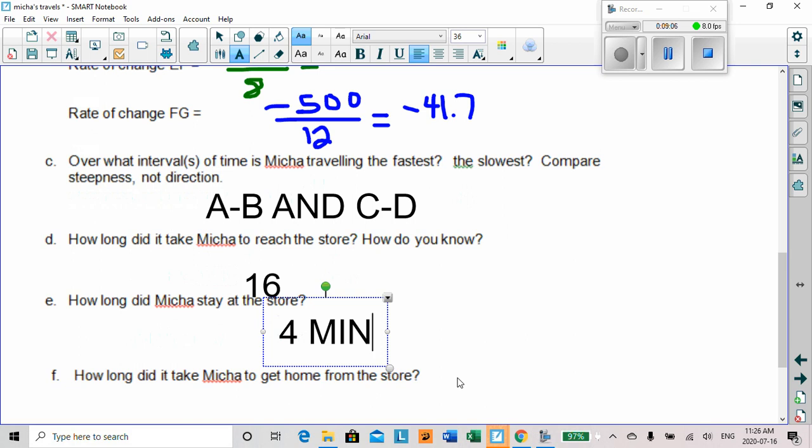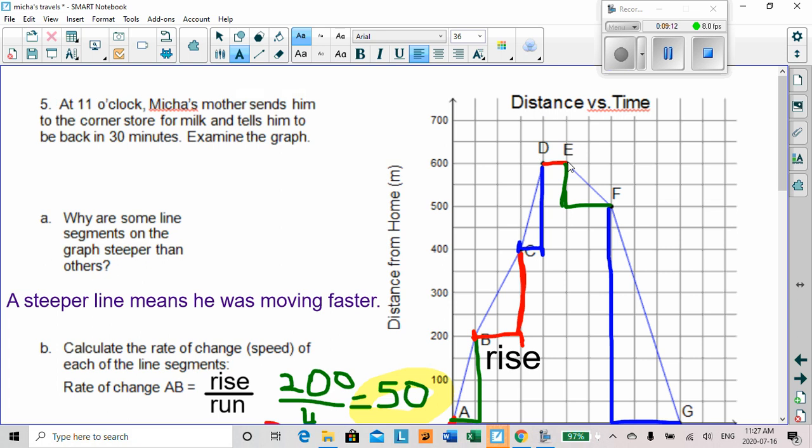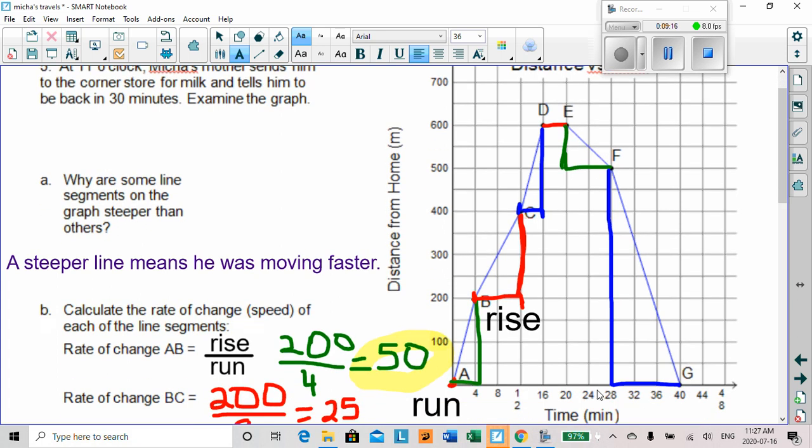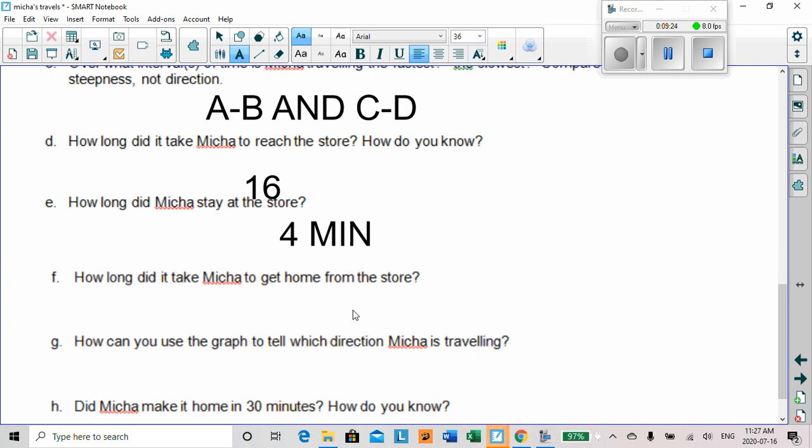How long did it take Misha to get home? All right, going home is from E all the way down to G. If he started at 20 minutes and got home at 40 minutes, that distance from 20 to 40 is 20 minutes.